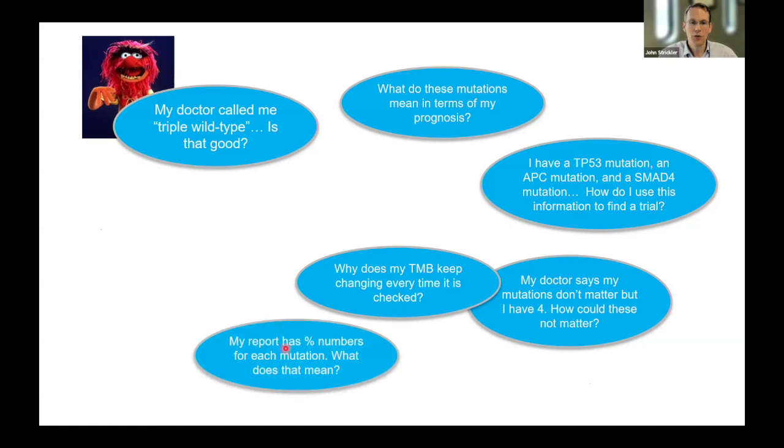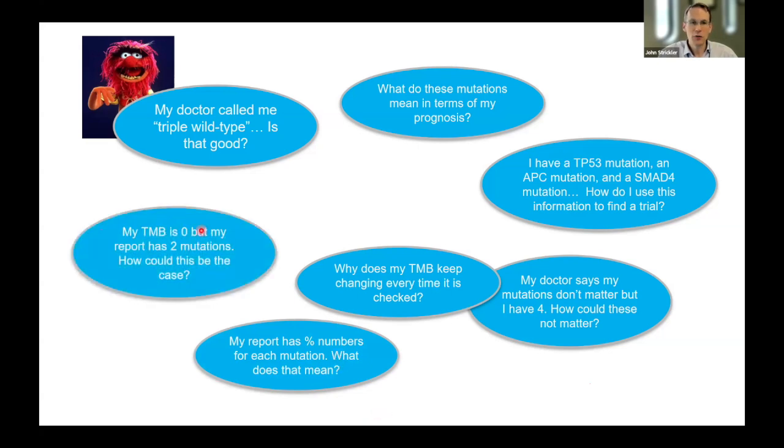We'll come back to this percentage question, but variance allele frequency, I'll save this one for the reports. My tumor mutational burden is 0, but my report has 2 mutations. How could this be? Well, probably the portion of the DNA they were using to count the mutations didn't have any on it, but the portion that they were not using for tumor mutational burden had mutations.